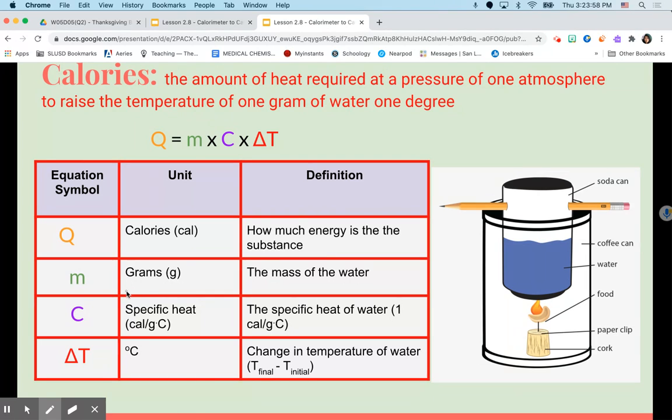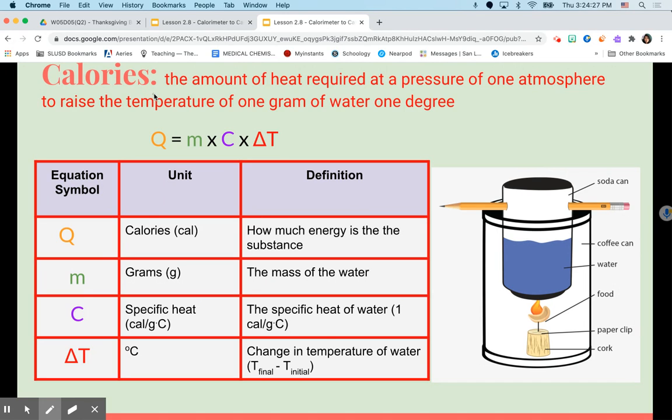So, in this lesson, we're going to talk about how we use this equation to calculate the number of calories in food substances, right? And in general, we can apply this to other things like different metals. But since this is medical chemistry, we're going to focus mostly on food calories. Something that you should have down is the definition of calories.